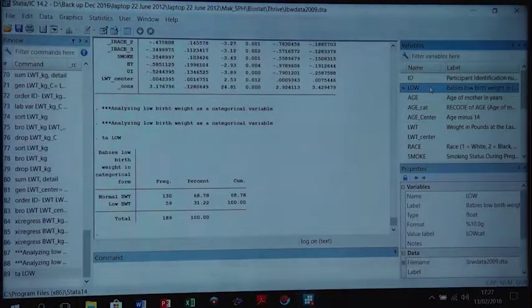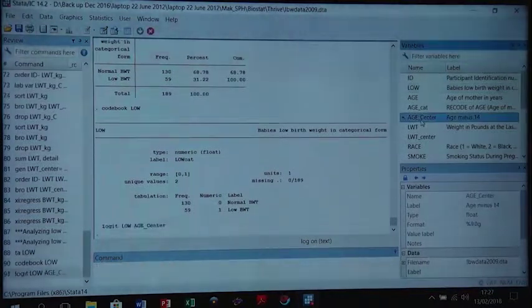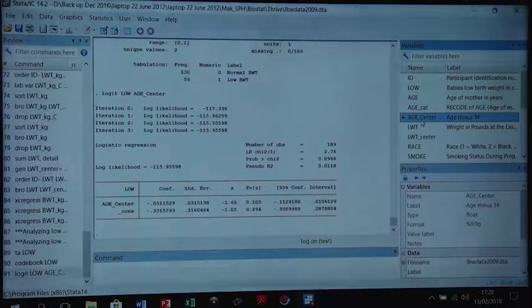Now we have to check whether this variable is coded 0/1, because for logistic regression it has to be coded 0/1. So codebook that variable. Yes, it is coded 0/1. The outcome is coded 1, which is good. So if we are to do the binary, we can do logit low with what? With mother's age centered. And so there you go.